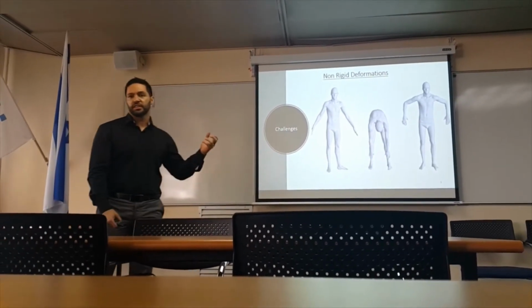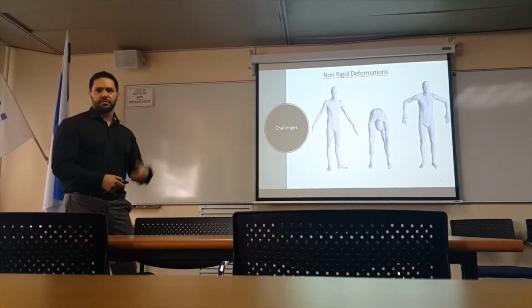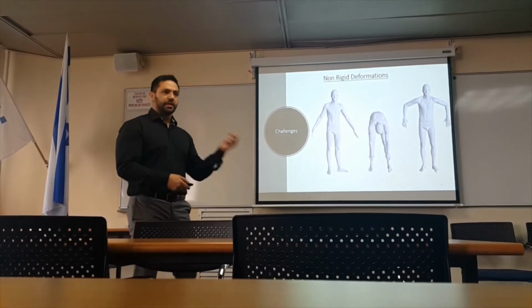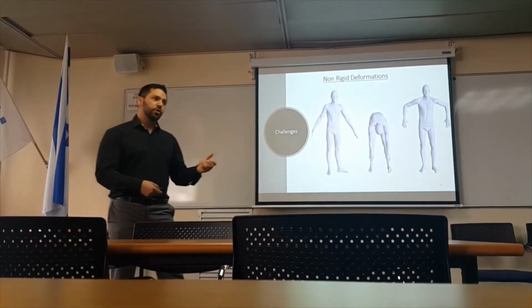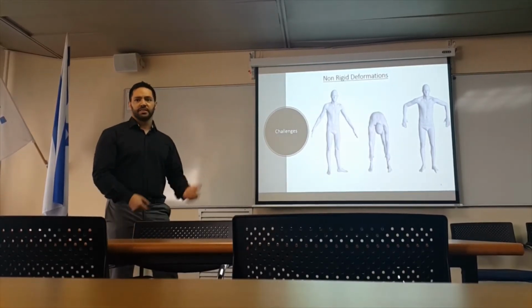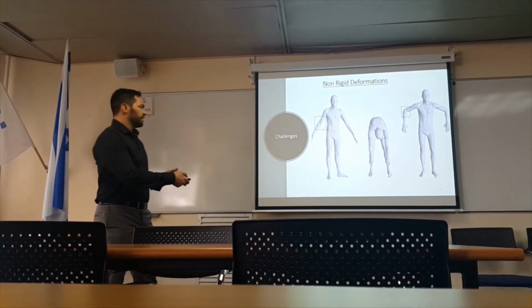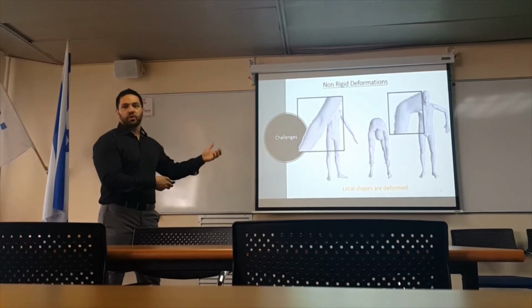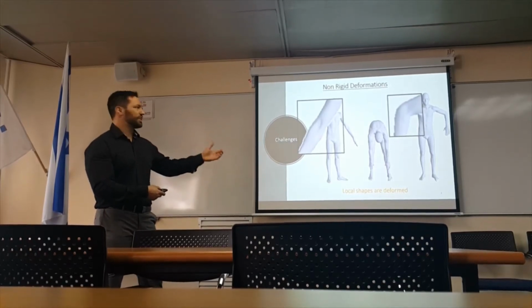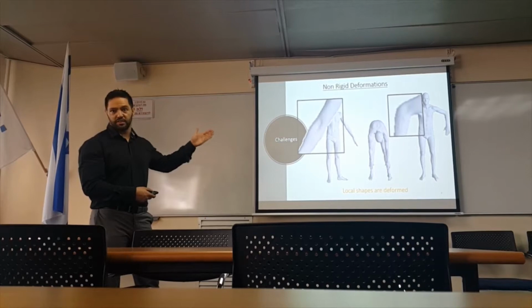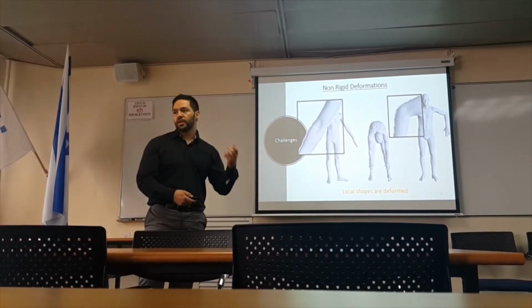Okay, what are the challenges? Well, first, bodies, especially living beings, undergo non-rigid transformation. It means you cannot just solve for a rotation and translation of the model. And let's look what happens. Local shapes get deformed. If you would just look at these two patches, these two geometries, you wouldn't know they are the same thing.